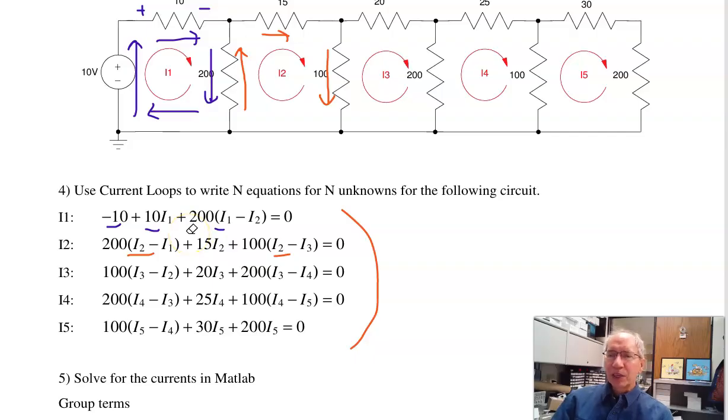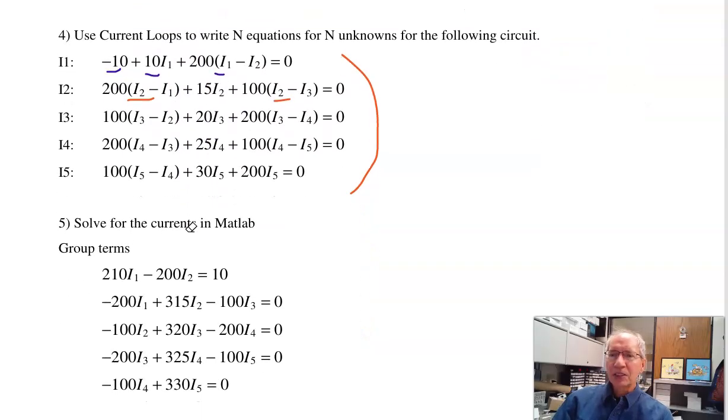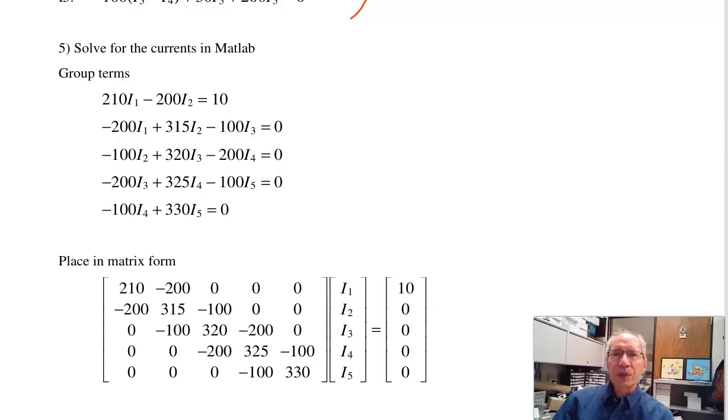Once you get 5 equations, 5 unknowns, solve. To do that, group the terms, bring the constants to the right, put this in matrix form. In the way I like writing it, if I put the currents in this way, then the first column is times I1, I2, I3, I4, I5. The first equation is 210 I1 minus 200 I2 is 10. Second equation, minus 200 I1 plus 315 I2 minus 100 I3 is 0, and so on. Again, what you see is kind of a pattern. The diagonal is positive. The other terms are negative.